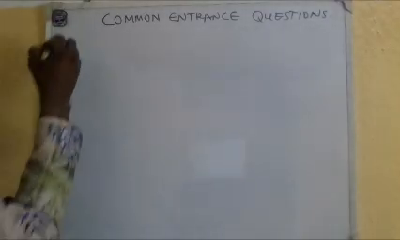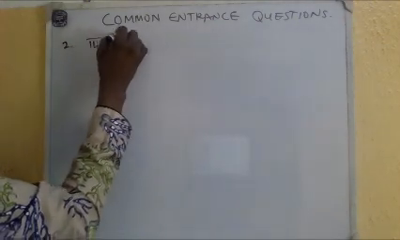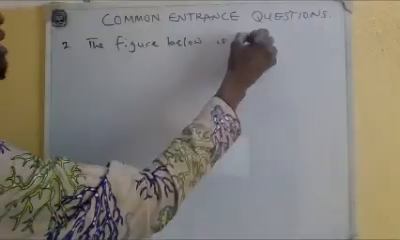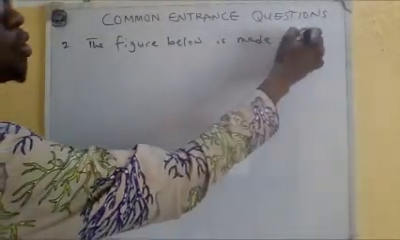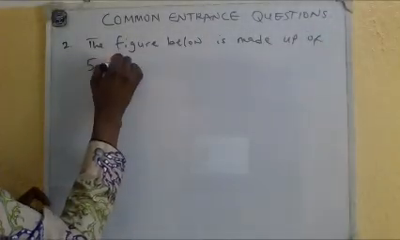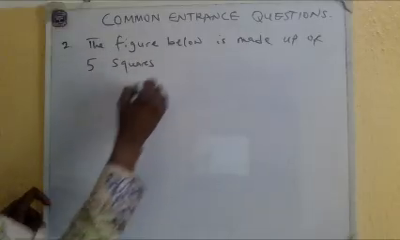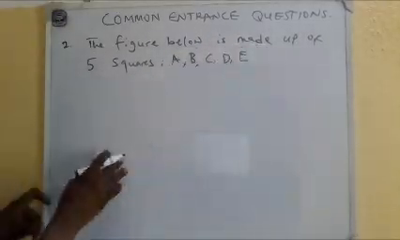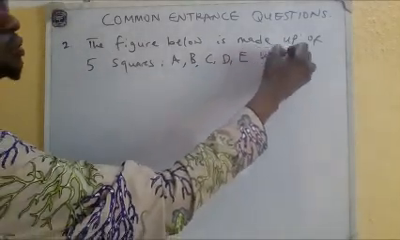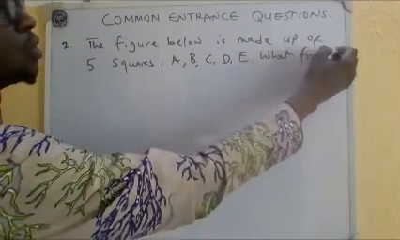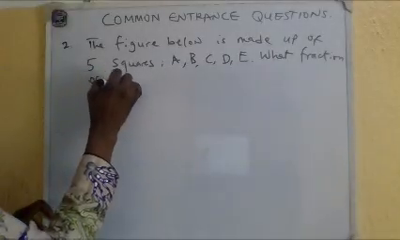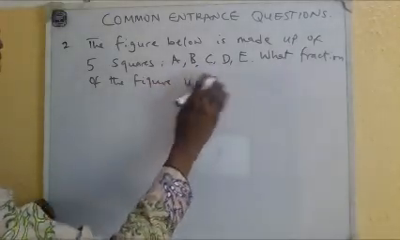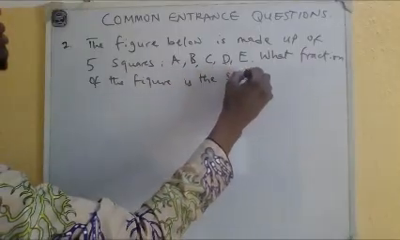Okay. So number 2 says the figure below is made up of 5 squares. So the A, B, C, D, E. So the question is, what fraction of the figure is the square D?